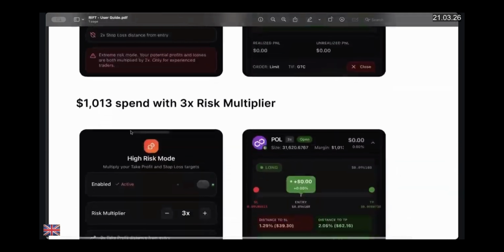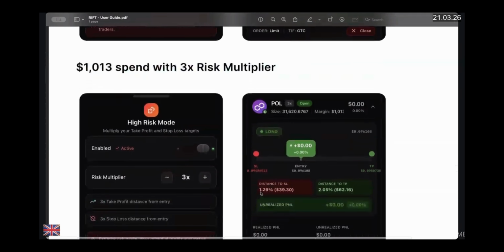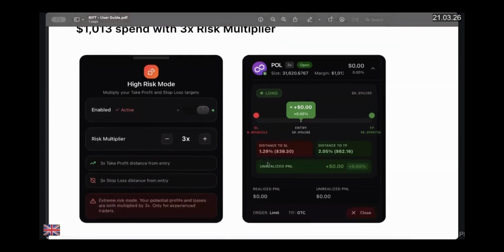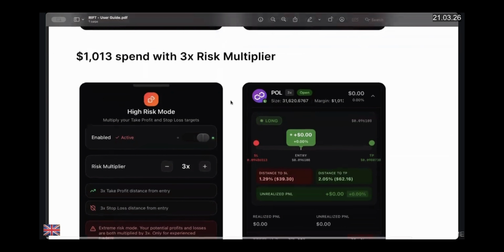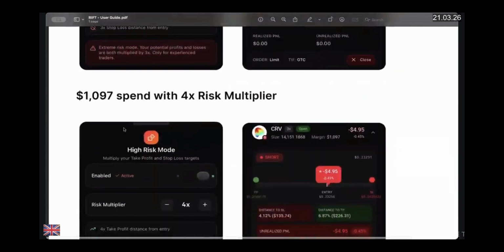Then we see $1,013 spent with 3x multiplier that increases the distance to stop loss even more, and the distance to take profit also increases a little bit. This is a wrong slide, so I marked it yesterday. That is a wrong demonstration. I hope the team will change it by tomorrow, and you all will receive a new PDF, a new step-by-step guide. Let's move on to the next one.